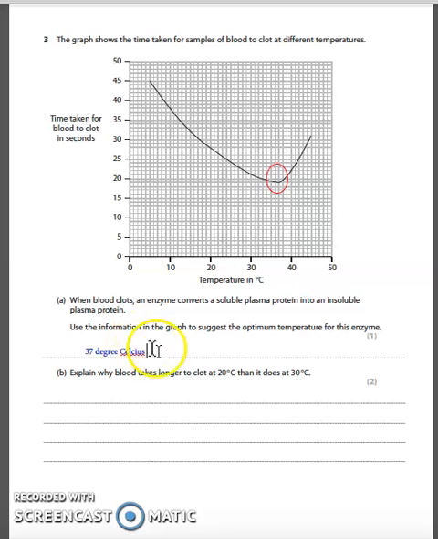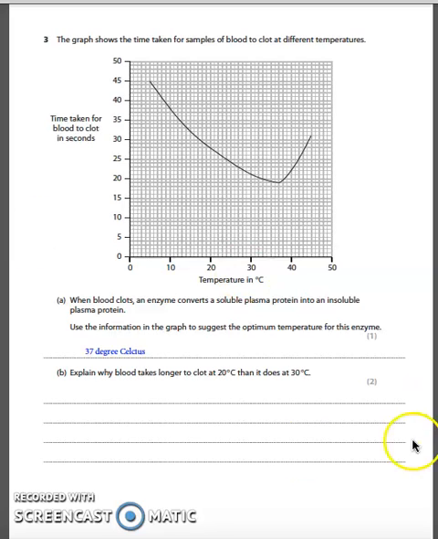Then the next part, what you need to do is to explain why blood takes longer to clot at 20 degrees Celsius than it does at 30 degrees Celsius. You can see that at 20 degrees Celsius, it takes about 27 seconds, while at 30 degrees Celsius, it takes about 21 seconds only. How can you answer this question?